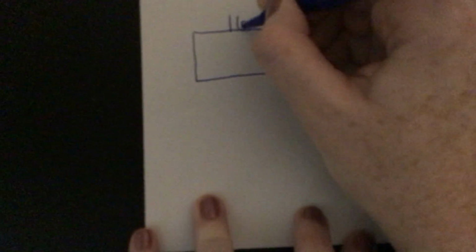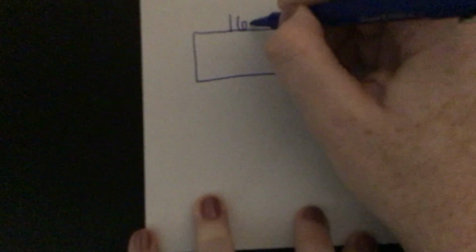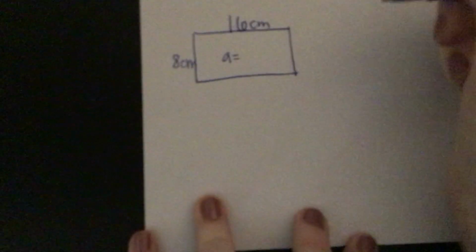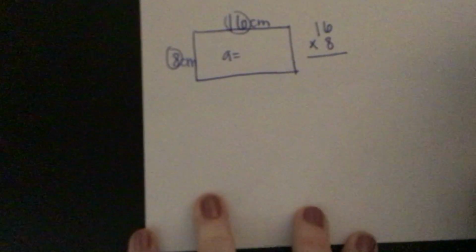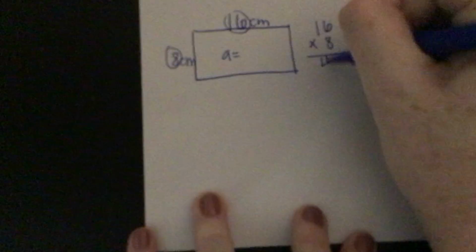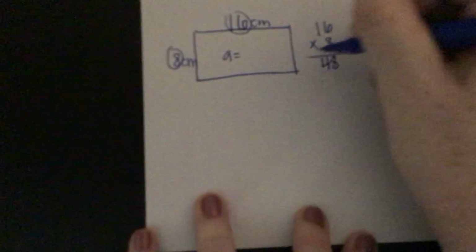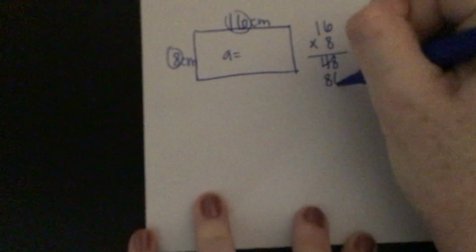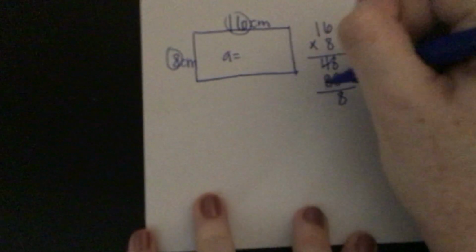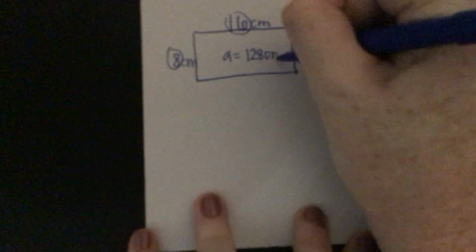Let's say that our length is 16 centimeters and our width is 8 centimeters. In order to find the area, or the space in between, we are going to multiply 16 times 8. 8 times 6 is 48, and then we're multiplying 8 times the tens place, so 8 times 10 is 80, and 80 plus 48 is 128, so our area is 128 centimeters.